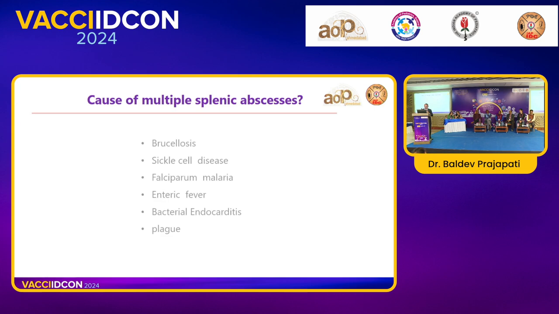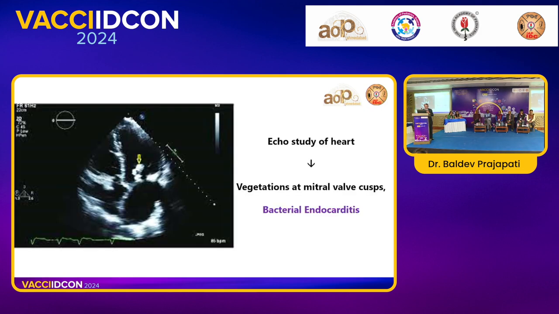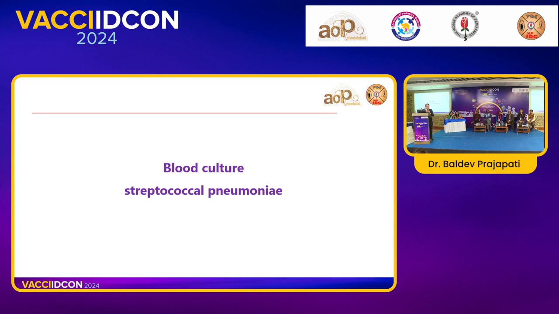Just for information, whenever we come across a splenic abscess, think of brucellosis. In sickle cell it can occur. Falciparum, following infarction, yes, it can occur. Melioidosis is known, though with good drugs we don't come across it. Bacterial endocarditis can cause it, and even plague, which is rare. Most of the investigations we did were not favoring these, and we went straight away for the echo. We showed vegetations at the mitral valve cusp and confirmed, as one of our panelists said, bacterial endocarditis, besides all other possibilities. But the chapter does not close over here.